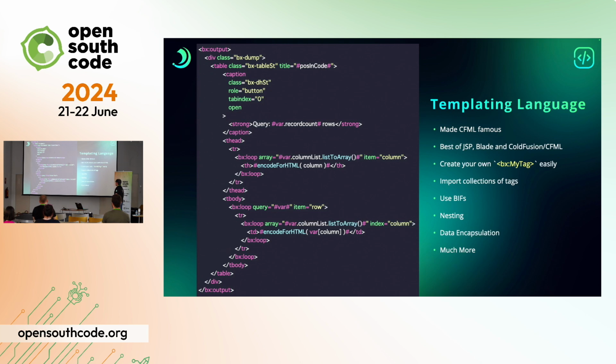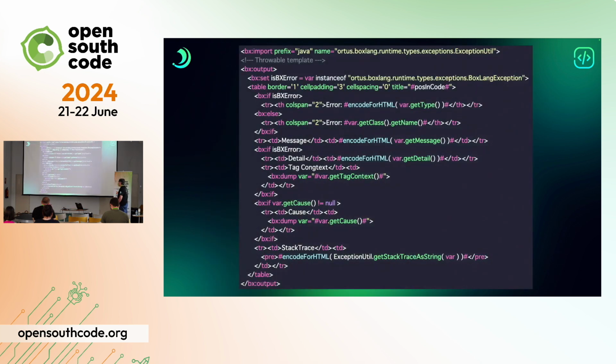So it's really nice, and now you can create your own BX tags. So if you actually want to create your own tagging language, you can. You can nest them, you can do data encapsulation, you can call BIFs, etc. So you have a lot of power in the templating framework. Here's even more templates. You can see I'm importing Java classes right here into my template very easily with a CF import, with a BX import. And then I can basically even run full expressions, do encoding, do interpolation, and I have a nice server language to template. Okay.